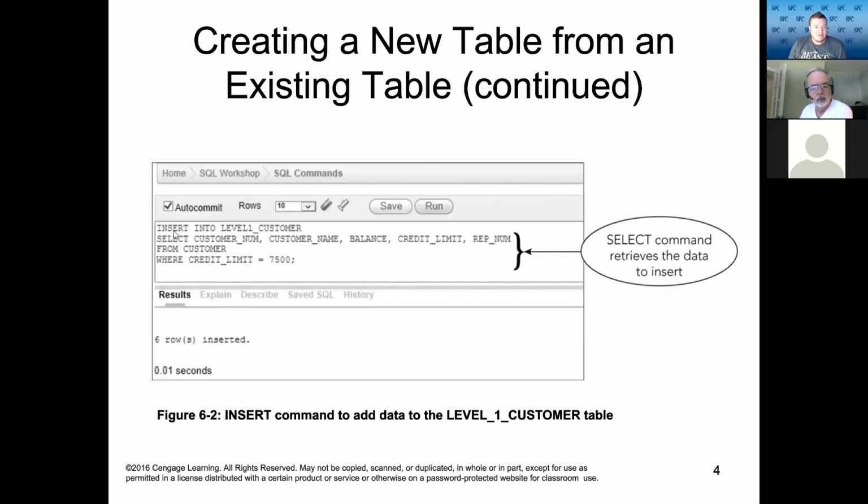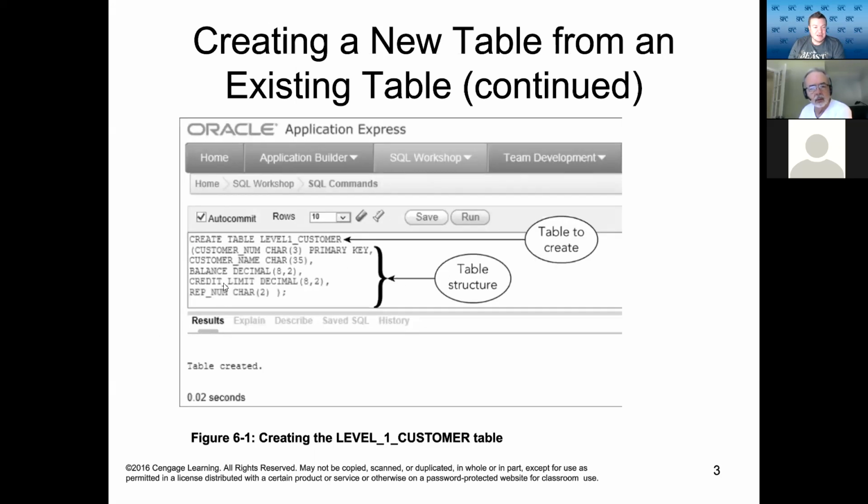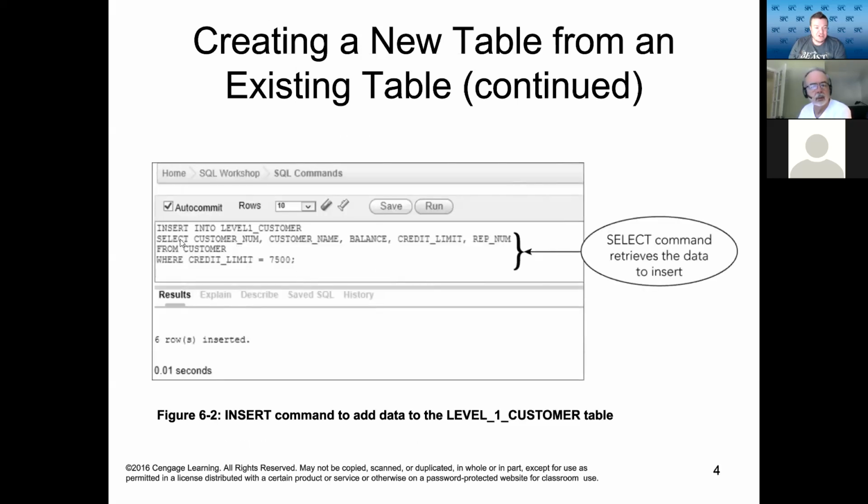Because of that, we can go ahead and say insert into level 1 customer, select customer number, customer name, balance, credit limit, rep number. If we go back to this, we can see that that follows this list of columns. And again, if you are changing up your columns from the original table, then you definitely have to make sure you use the select statement with the column names in the order that it's going to be in the new table. And we're pulling it from the customers table. So all this data that is in the customer table, we're going to now insert into this level 1 customer.